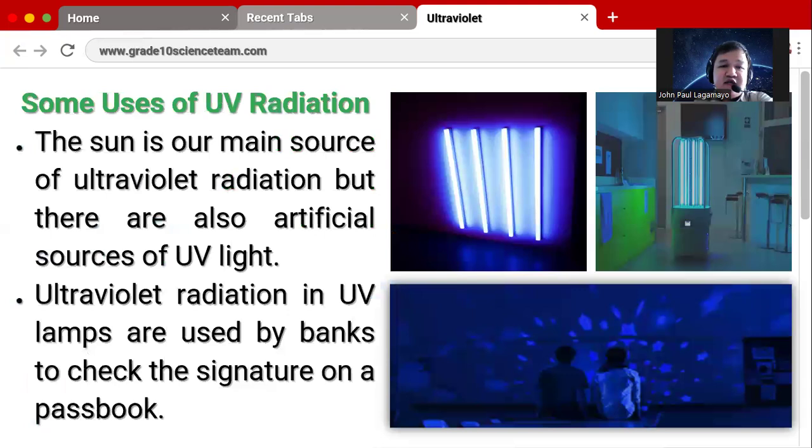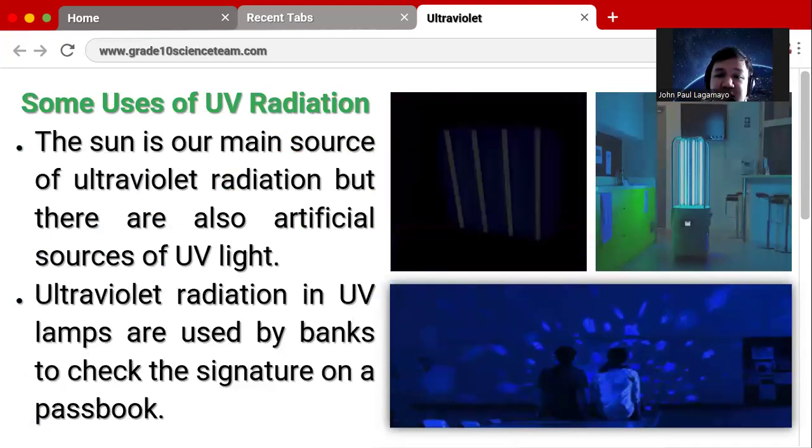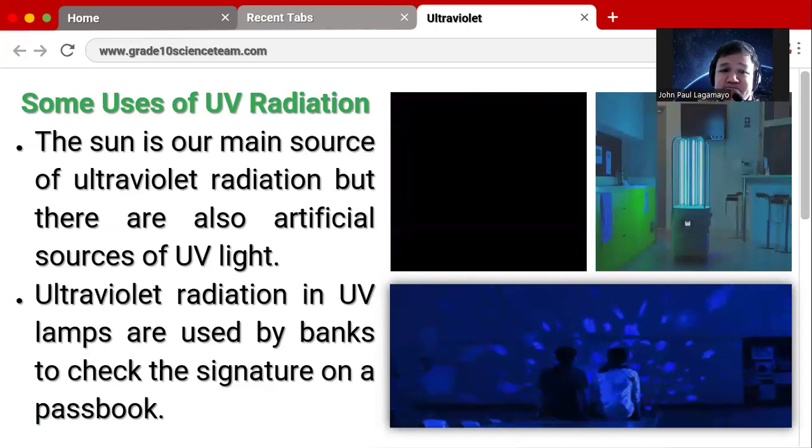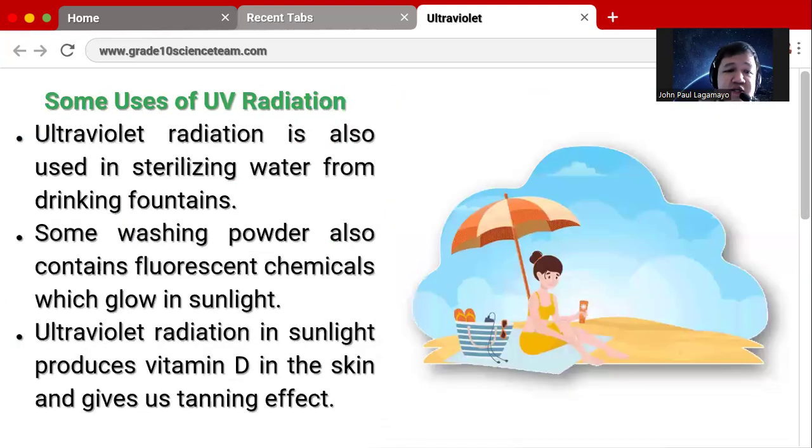Right, UV radiation in terms of sterilization processes that are used for medical practices. Ayan po. Meron din tayong ginagamit na mga chemicals for protection from the sunlight, not to be affected by skin burns.